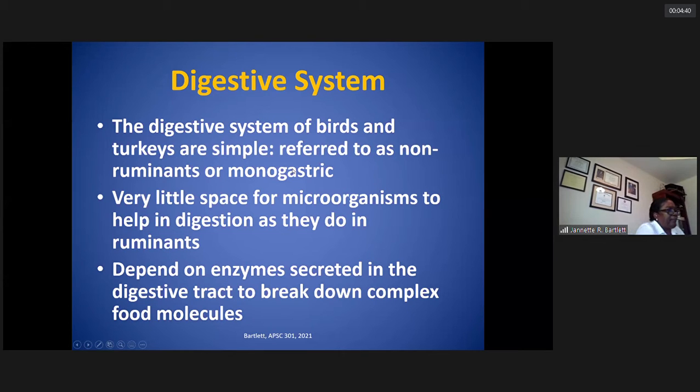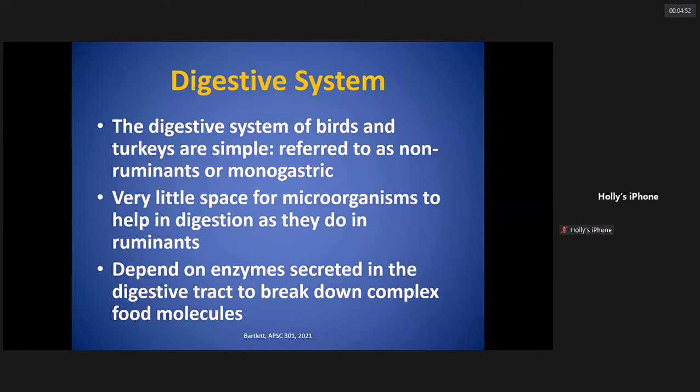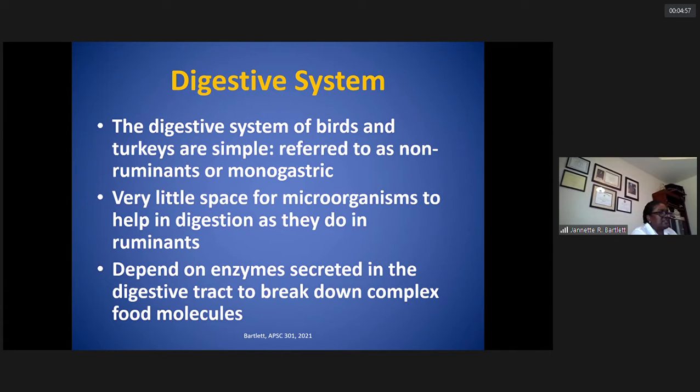Okay. So this morning, we're going to talk about the digestive system of poultry. You generally refer to it as the digestive system of birds. And since we are specifically talking about chickens and turkeys this time, although it applies to some of the other types of poultry as well, they are referred to as non-ruminant or monogastric. Who can tell me what that means?